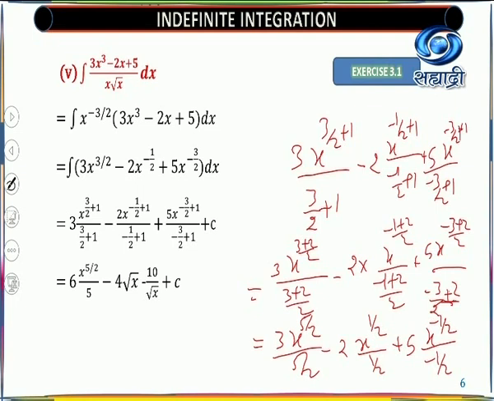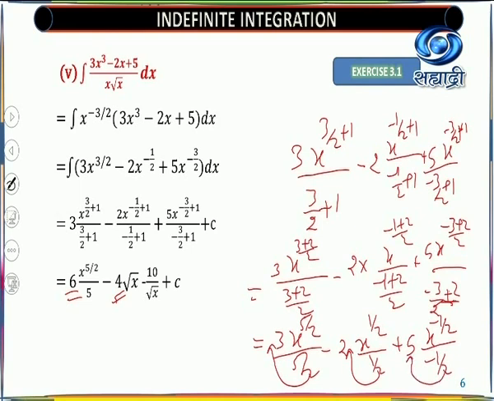So this gives you the value 3 into, now this 2 goes to the numerator. So 3 into 2 and x raised to 5 upon 5. Then you are having 2. This 2 goes to the numerator. So you will get 2 into 2, therefore you will have the 4 here. And this is x raised to half means root x. This is plus minus minus. Okay. Then you are having 5 2s are 10.